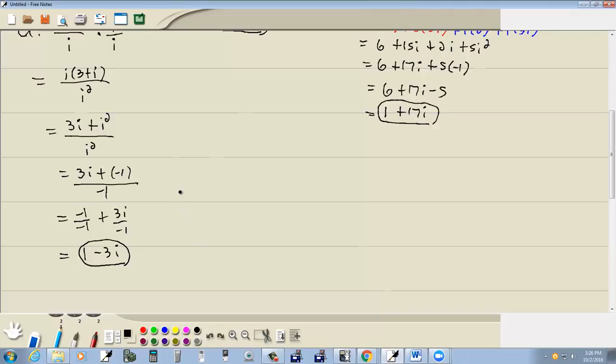And this is standard form. Standard form says you can't have an i in your denominator. Now if I have 5 over 2 plus i.